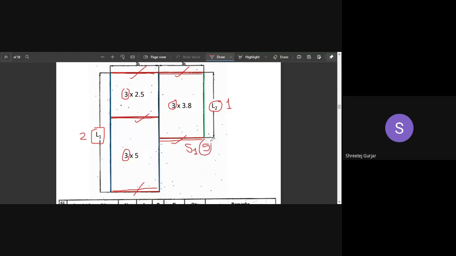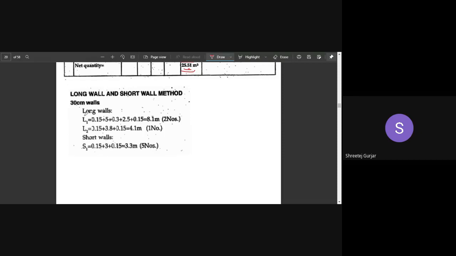So L1 is 2 in number, L2 is 1 in number, and S1 is 5 in number. We have already calculated the center to center lengths of L1, L2, and S1 during the centerline method. That is what we will be continuing with. L1 is 8.1 and they are 2 in number. L2 length is 4.1 and it is 1 in number. And short wall S1, they are 5 in number and the length is 3.3.